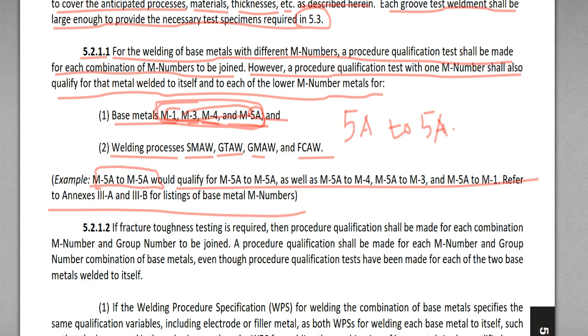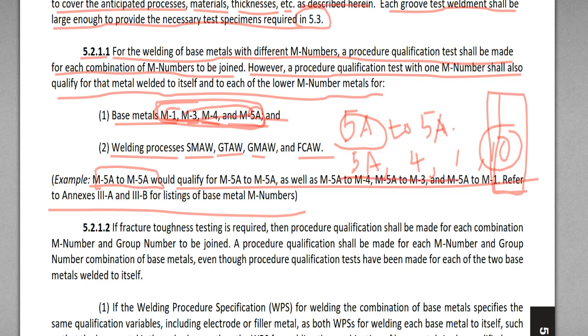And the answer choices are 5A, 4, 1, and 10. Then the wrong answer is 10, because 10 is a higher M number, but you are qualified for 5A, which is a lower M number in the PQR. So in production welding, you're not able to weld this M number 10 base metal, but 5A, 4, and 1 are possible.